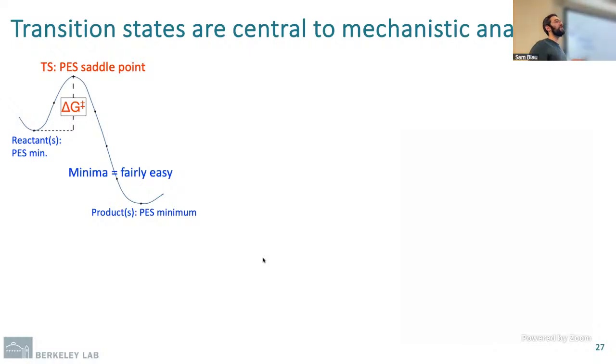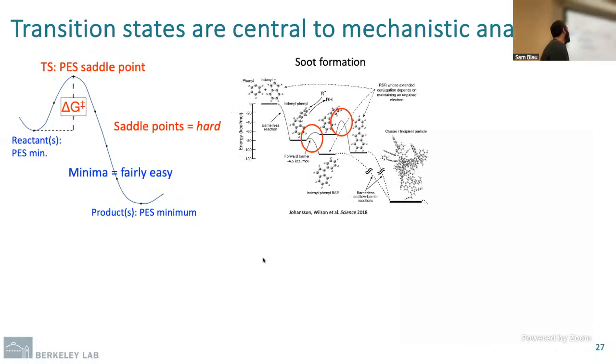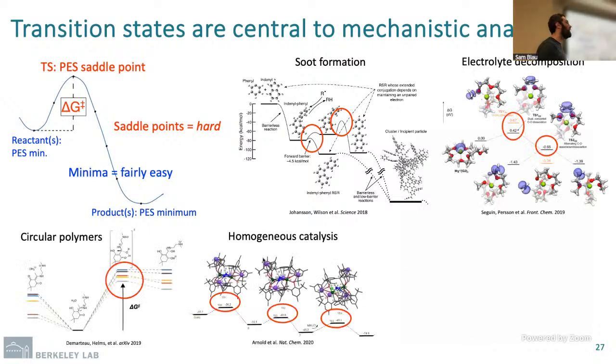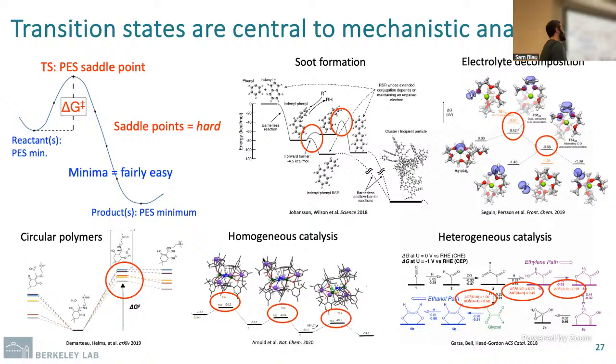Optimizing to potential energy surface minima, not so bad. We're pretty good at that. Optimizing potential energy surface saddle points, much, much more difficult. And they're everywhere: soot formation, electrolyte decomposition, polymer recycling, catalysis. Every one of these things I circled in red is a transition state optimization that someone had to do painstakingly, painfully, perhaps. And if I want to build these big reaction networks, then I would need to be able to do this in high throughput, robustly.